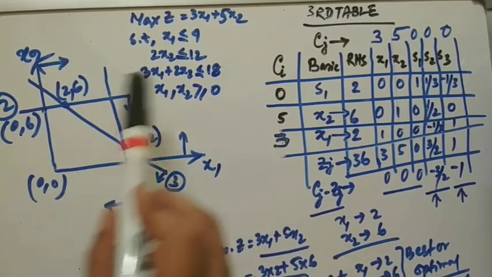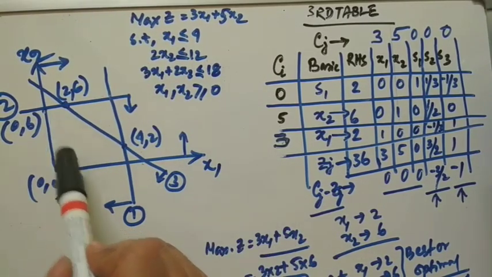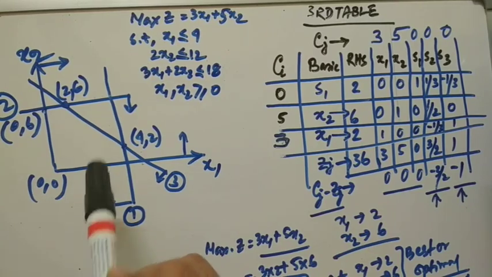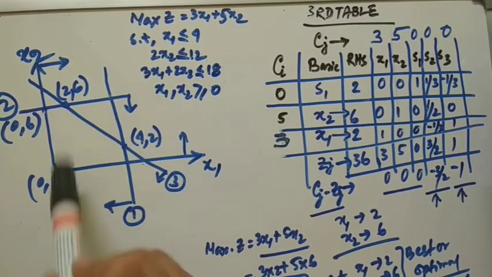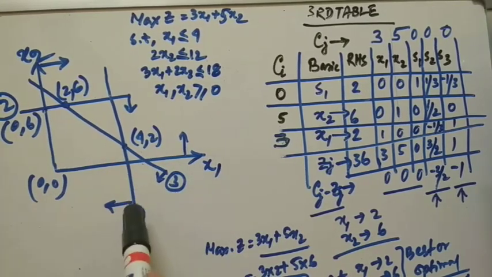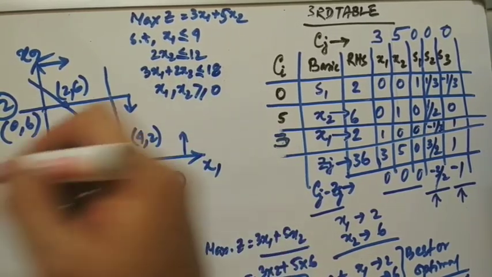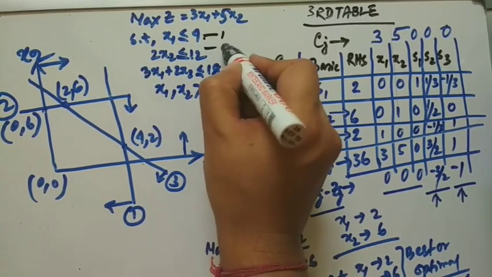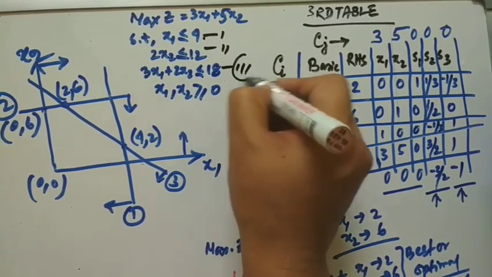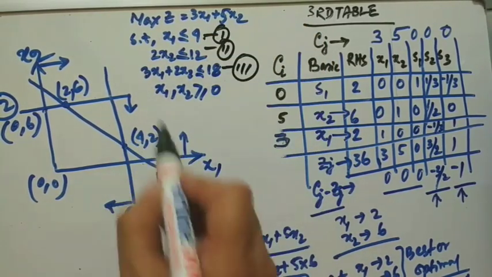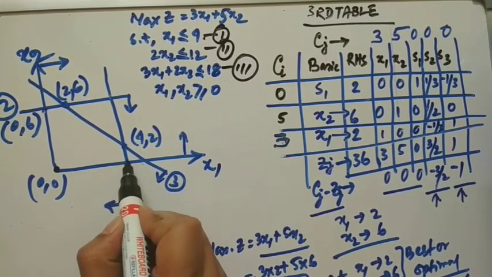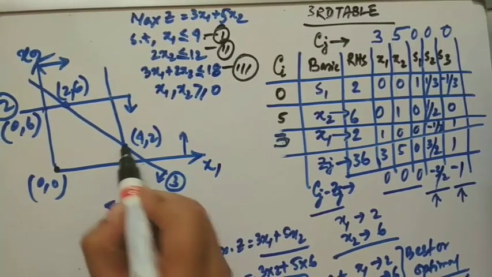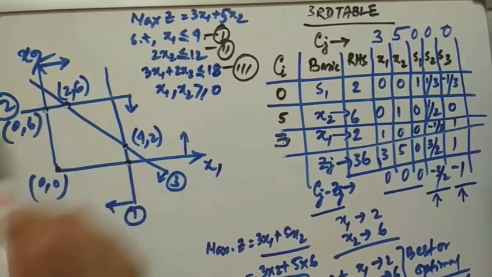When we plotted all the constraints, we got this type of graph. You can see this is the second equation, and this is the third equation. This is the first equation, so I can write it over: this is the first, this is the second, this is the third. So when we plotted, we got these corner points, this one, this one, and this one.